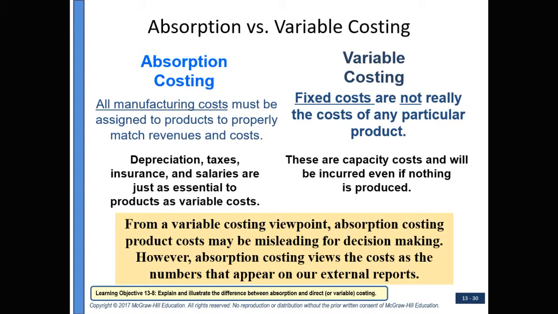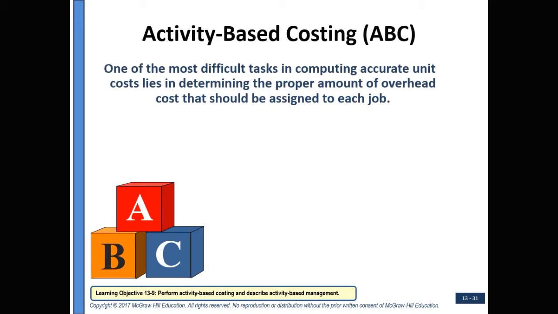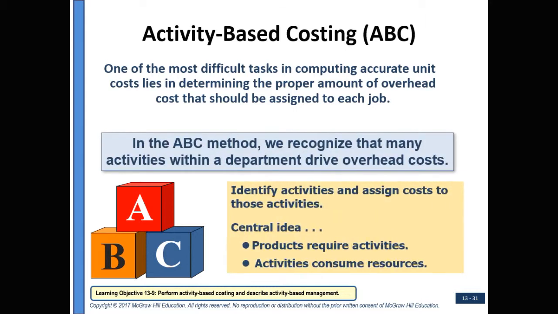From a variable costing viewpoint, absorption costing product costs may be misleading for decision makers. However, absorption costing views the costs as the numbers that appear on our external reports. One of the most difficult tasks in computing accurate unit costs is determining the proper amount of overhead cost that should be assigned to each job. And this has always been a challenge.